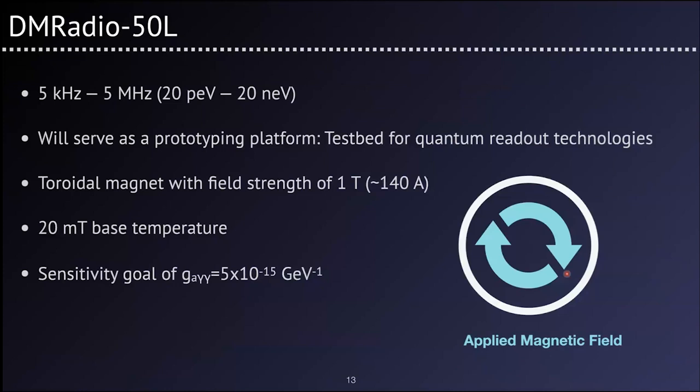So I'll begin by explaining the DM Radio 50 Liter experiment. This is intended to cover the 5 kilohertz to 5 megahertz region of the parameter space. So this corresponds to about 20 peV to 20 neV. This will serve as a prototyping platform, a testbed for quantum readout technologies, and it will implement a toroidal magnet with a field strength of about 1 Tesla. So this requires about 140 amps in a superconducting magnet. The base temperature is intended to reach about 20 millikelvin. And the intended sensitivity goal is g_aγγ of about 5 times 10 to the minus 15 inverse GeV.